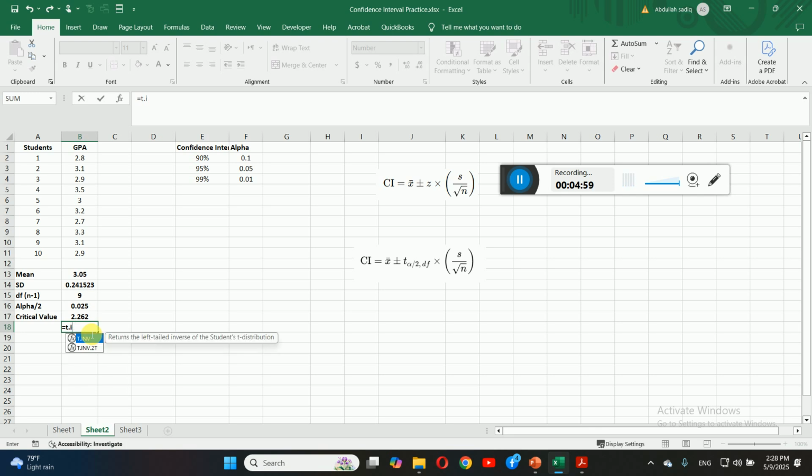We have T inverse. This is T inverse dot 2T. And just here, what is the probability? This is a probability in degree of freedom. Plug in the degree of freedom, and this is just giving you directly the critical value.